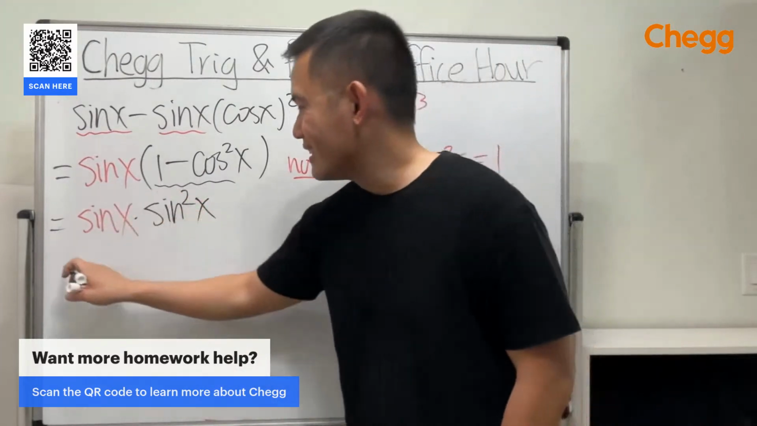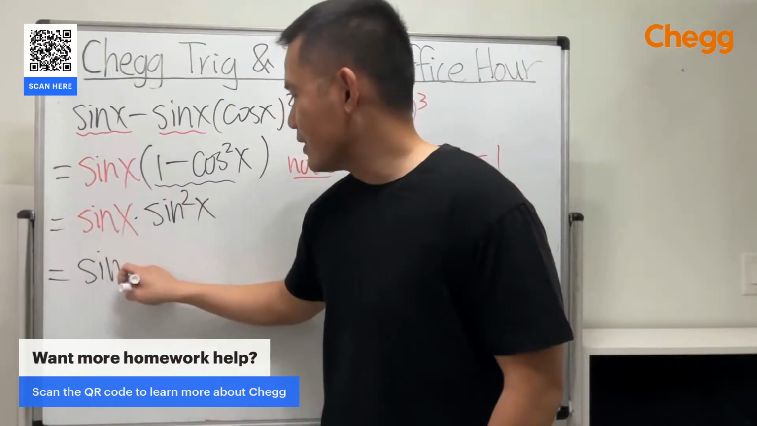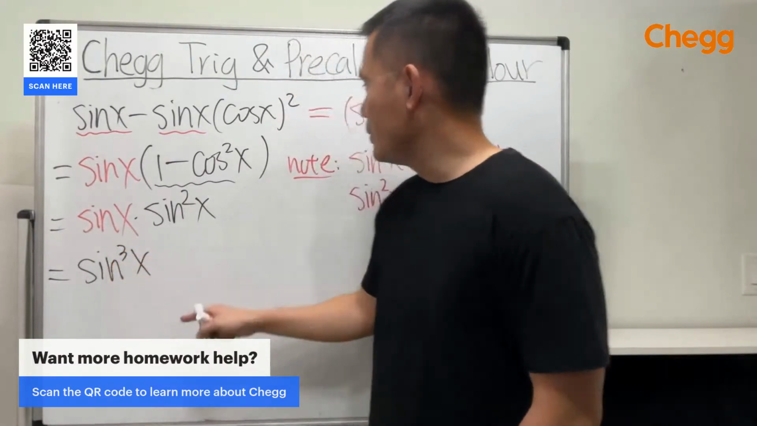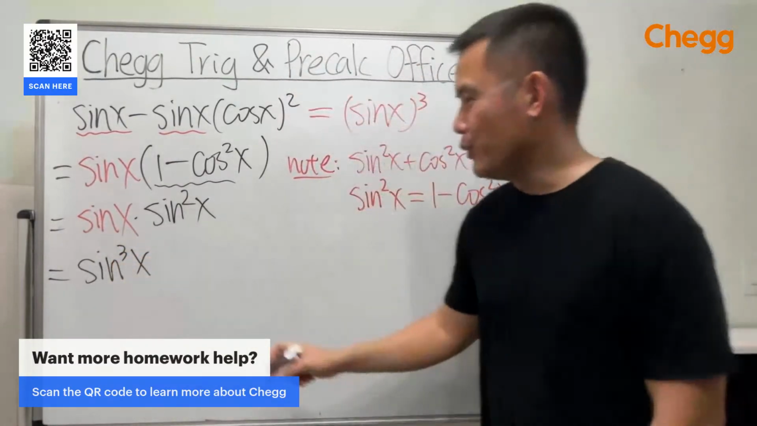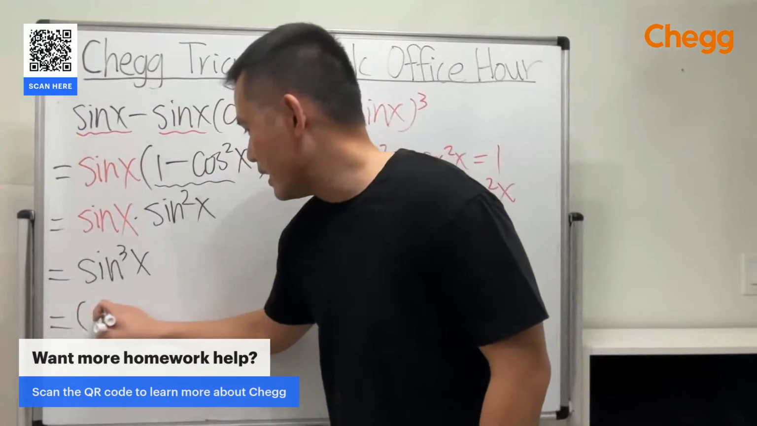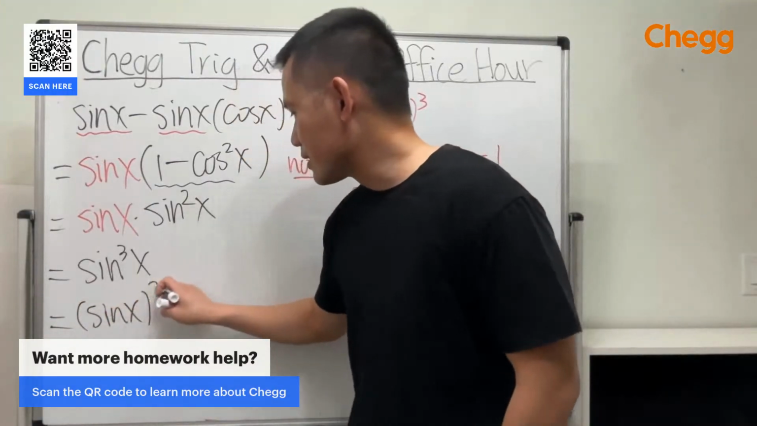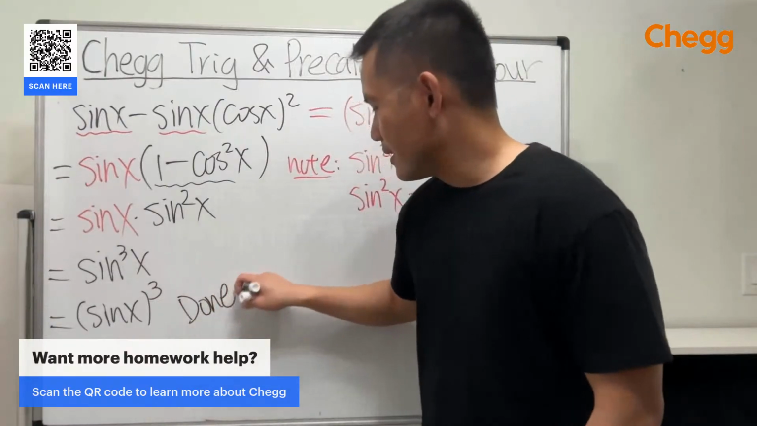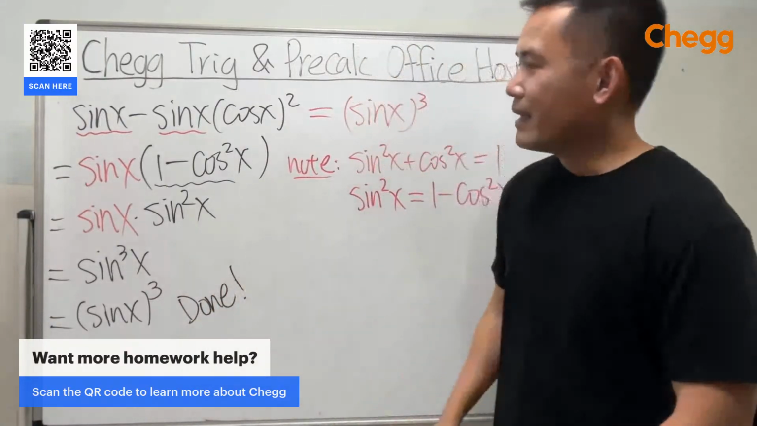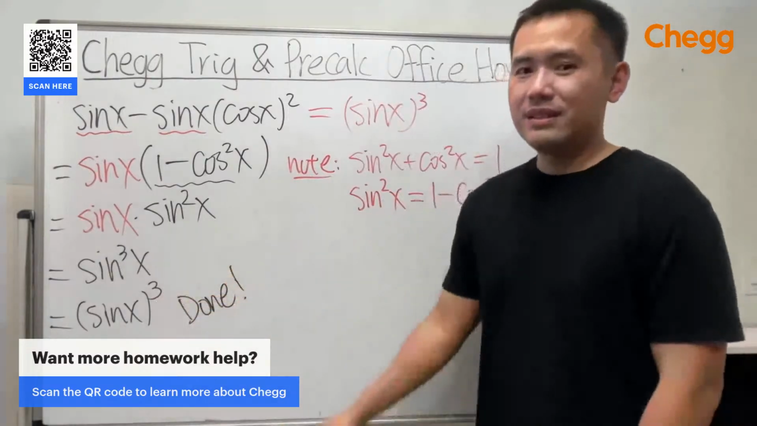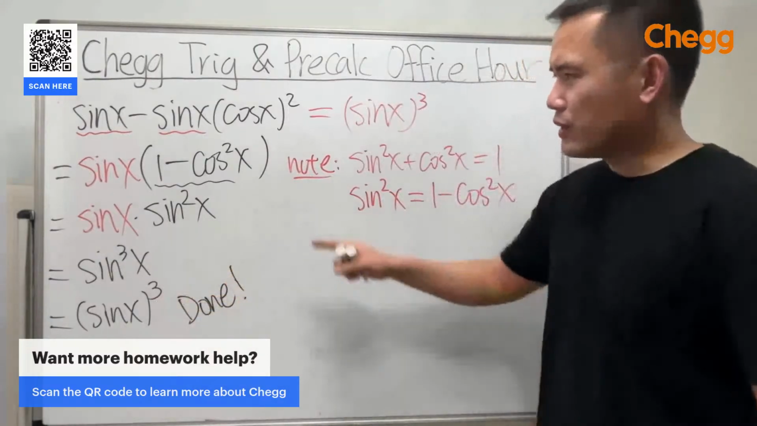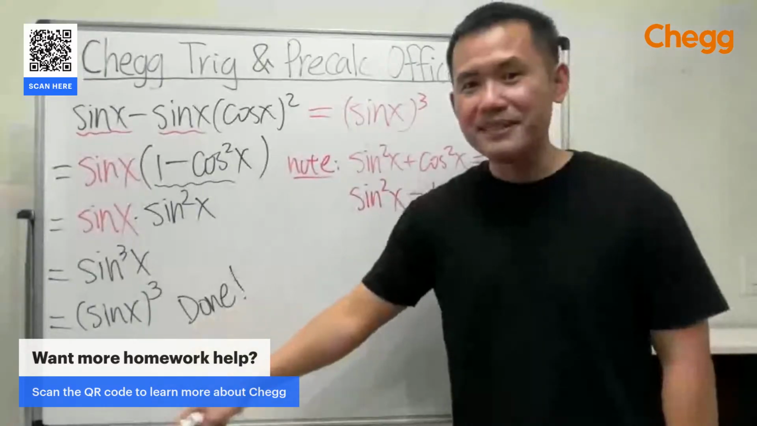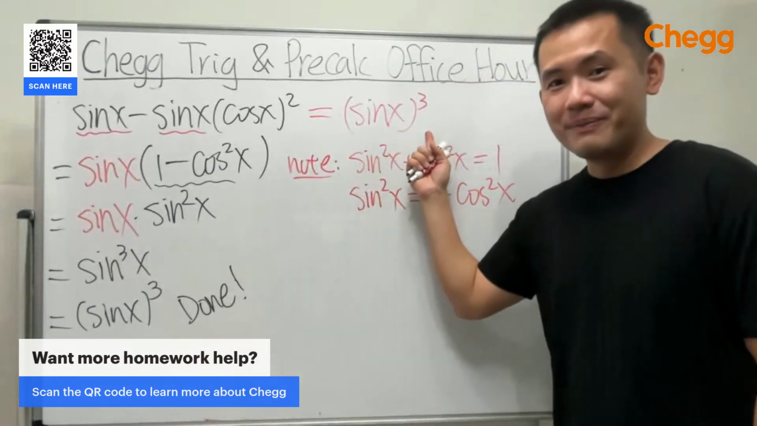Add the powers. This right here is just sine to the third power of x, which is the same as that. If you would like, you could also have put it as sine x to the third power, and then we're done. So put on done, just like this. The reason I didn't box it is because for doing this kind of question, you have to make sure you show all the steps, so you cannot just put down the answer right here.